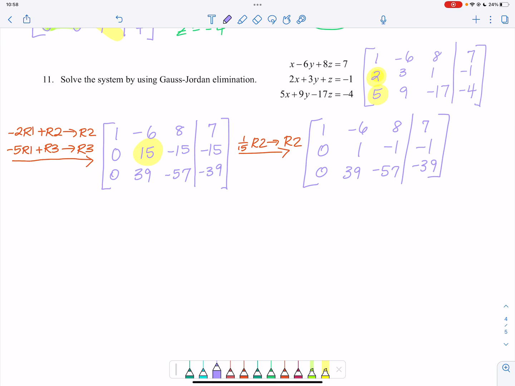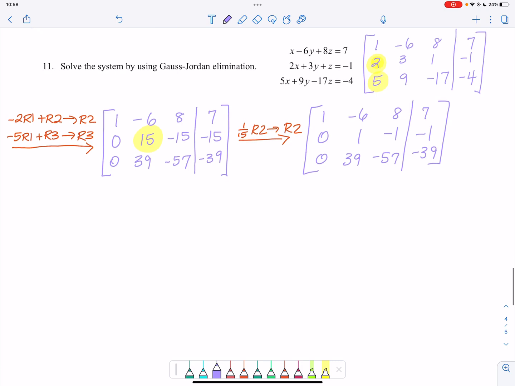Okay. So now what are we going to do? Well, our focus now is to have this 39 as a 0. So we could multiply row 2, use that 1 that we just got, multiply row 2 by negative 39 and add that to row 3 and replace row 3 with that. So row 1 and row 2 are unchanged.